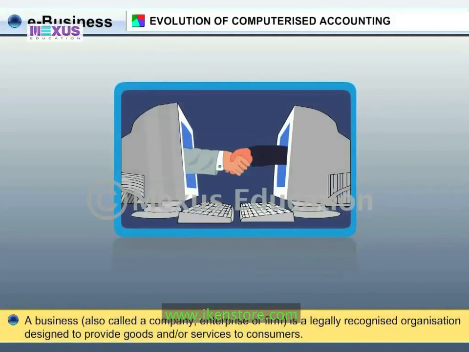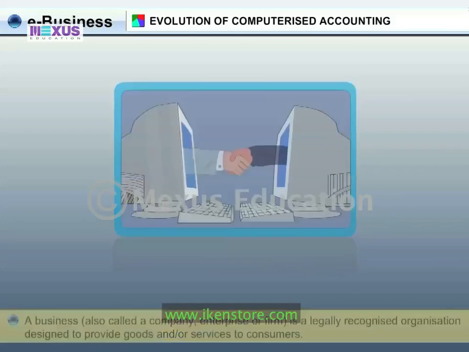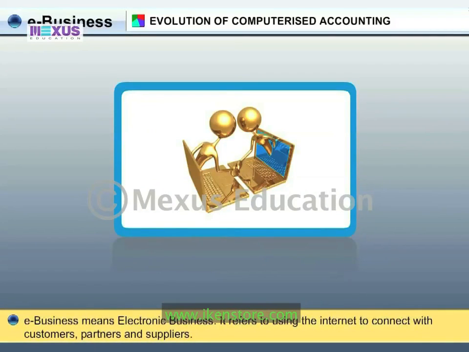A business, also called a company, an enterprise or a firm, is a legally recognized organization designed to provide goods or services to consumers. E-business means electronic business. It refers to the conduct of business on the internet, that is, using the internet to connect with customers, partners and suppliers.